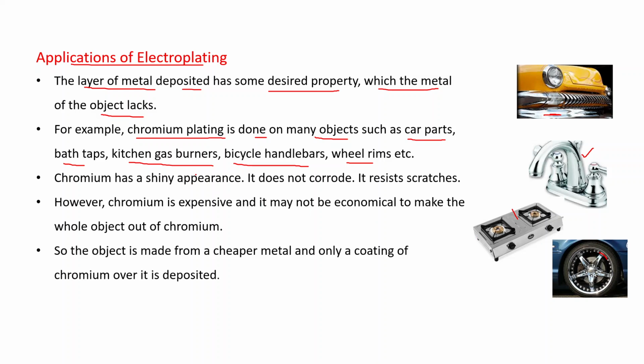Now, why are we using chromium? Chromium has a shiny appearance. It does not corrode, which means it does not react with moist air. Corrosion is not taking place. It resists scratches. However, chromium is expensive and it may not be economical to make the whole object out of chromium. So, the object is made from a cheaper metal and only a coating of chromium over it is deposited. Clear?